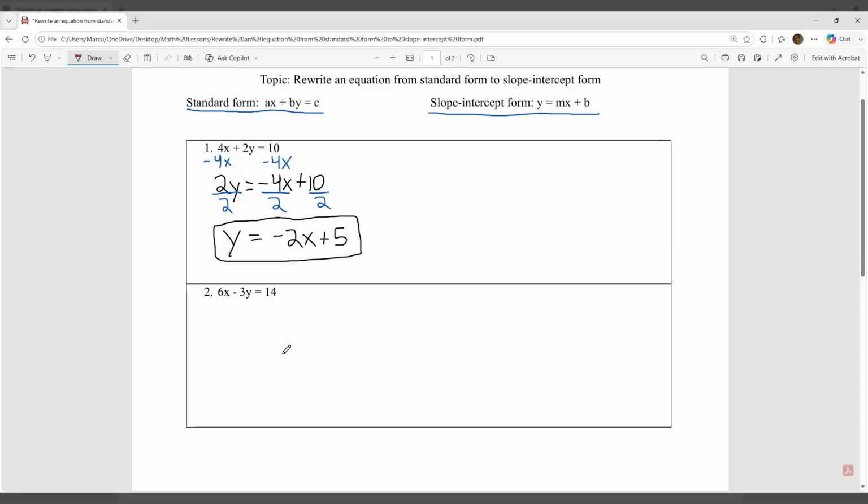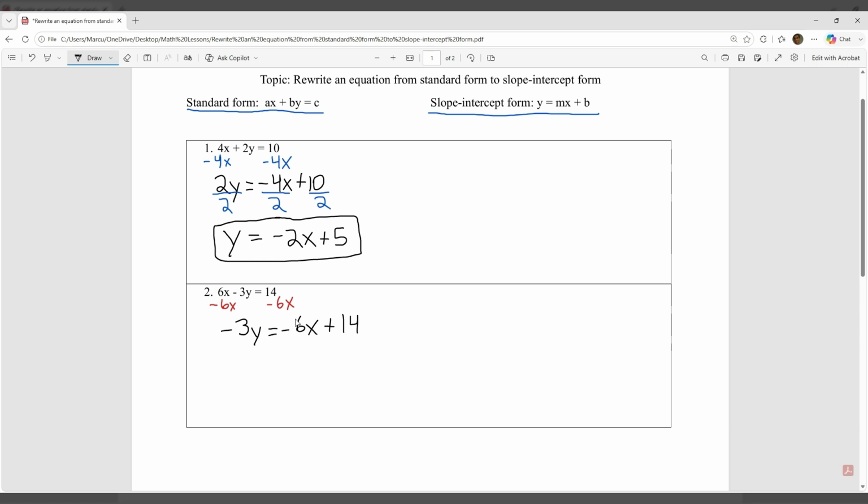Welcome back, everyone. Now we're going to go over question 2. Similar to question 1, we're trying to isolate the y, meaning the y has to be alone by itself. So we have a positive 6x here. So for that reason, you're going to subtract 6x from both sides. So the 6x cancel each other. So you're going to be left with negative 3y equal to negative 6x plus 14.